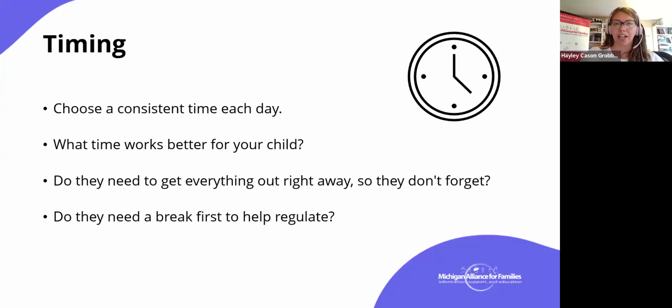For a long time, I would try to ask my oldest about their day right when I picked them up, and they would just shut down entirely. When we started doing a break, a snack, maybe getting some energy out before having those conversations, it was much easier to get them to talk about how their day went.